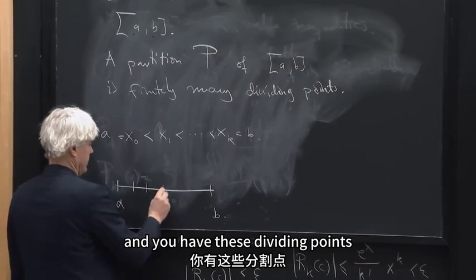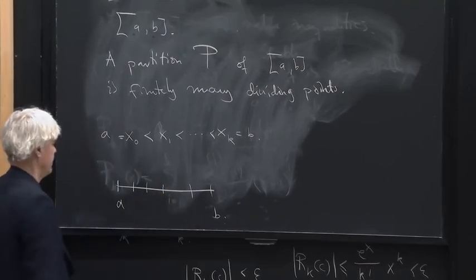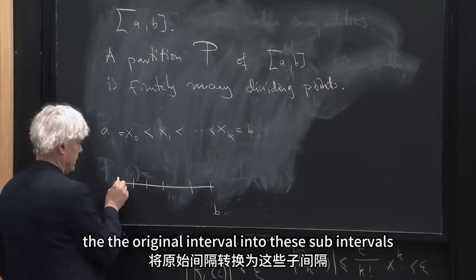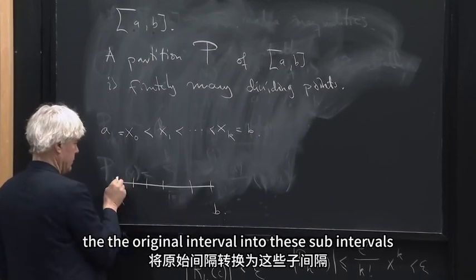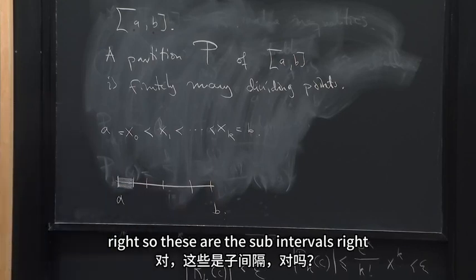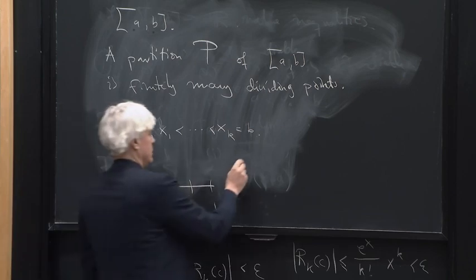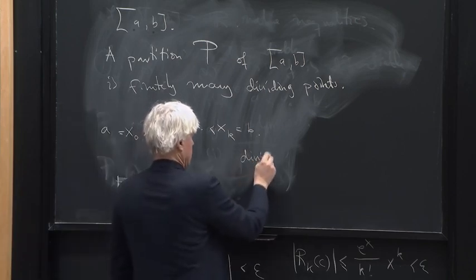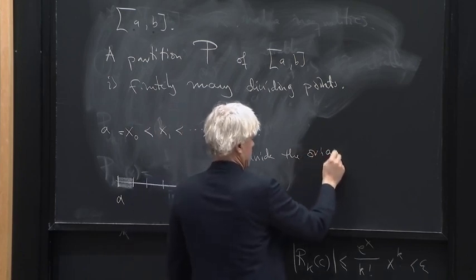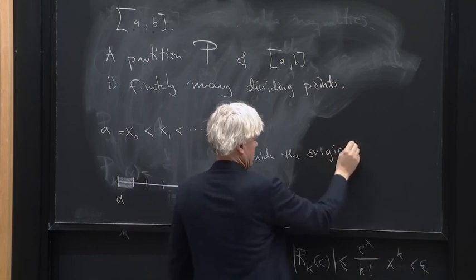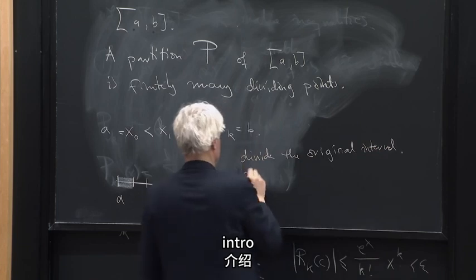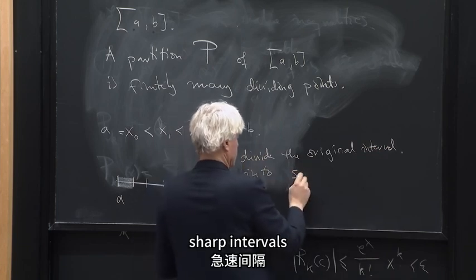Okay. And so what you are thinking about is, you have this interval here from A to B, and you have these dividing points, and you are thinking about dividing the original interval into these subintervals, right? So these are the subintervals. So you divide the original interval into subintervals.